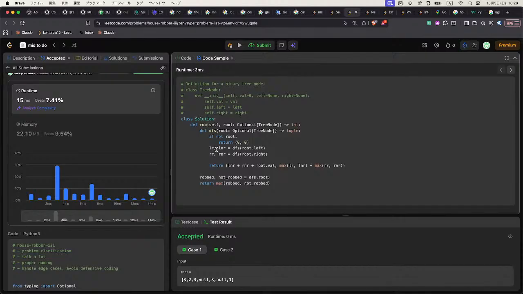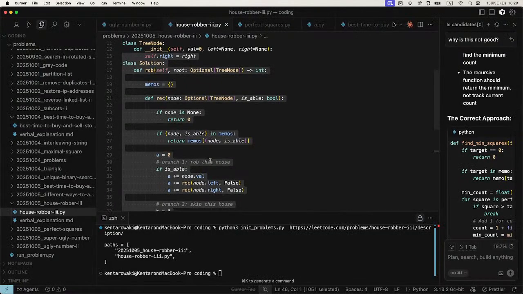to left. So the left side is the value when I rob the house, and the right side is, yeah, that makes sense. So it's almost the same.